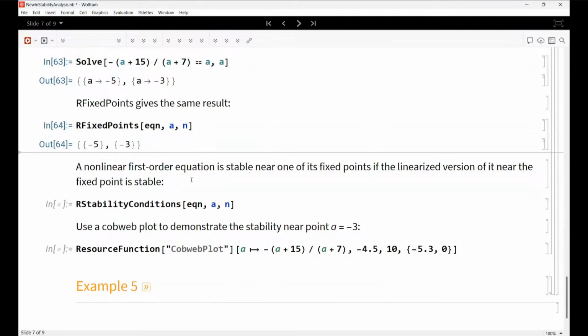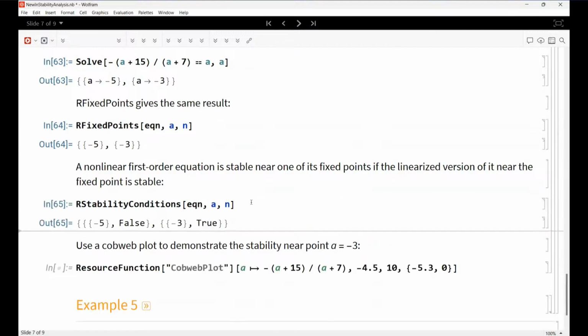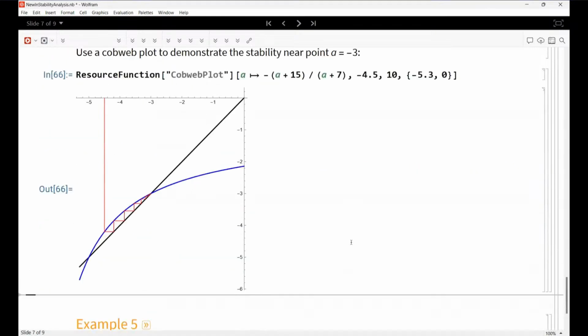And a nonlinear first-order equation is stable near one of its fixed points if the linearized version of the equation is stable near that point. And here we can see that the point -5 is unstable and point -3 is stable, and we can use a cobweb plot to visualize this stability.